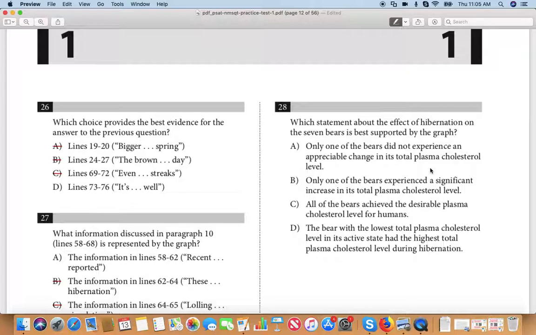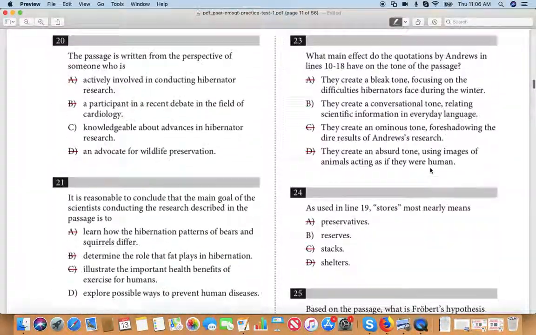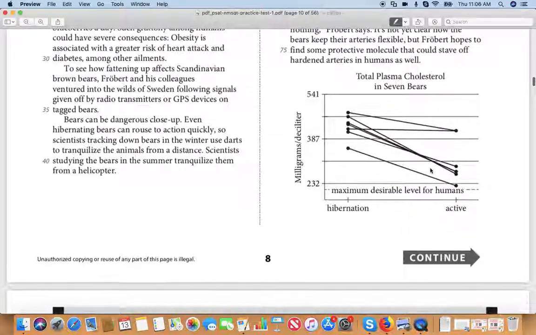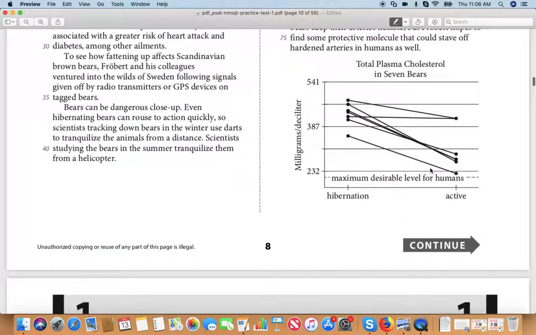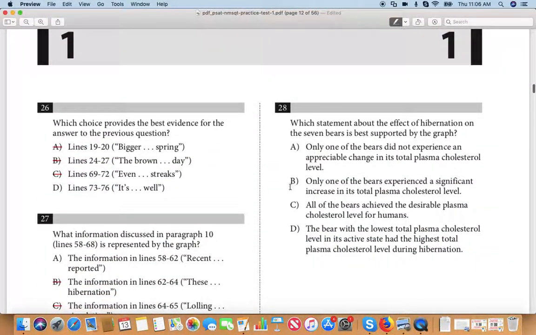Only one of the bears experienced a significant increase in its total plasma cholesterol level. Did only one of the bears experience a significant increase in its total plasma cholesterol level? No, that's just not true. So, only one didn't experience a decrease. That's not right. Answer choice C.